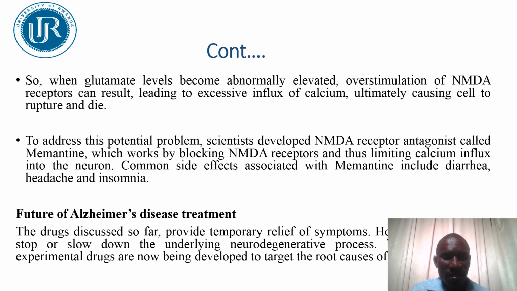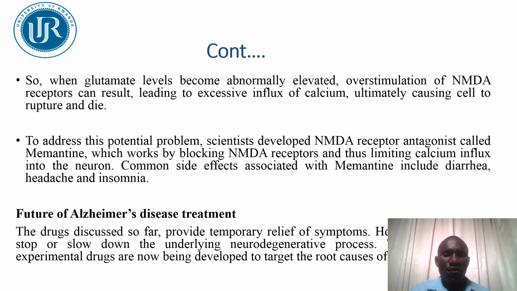To address this, scientists have developed an NMDA receptor antagonist known as memantine, which works by blocking NMDA receptors and thus limiting calcium inflow into the neuron. Common side effects of this drug, memantine, include diarrhea, headache, and even insomnia. Of course, this is expected because of the serious activity of glutamate on the receptor leading to overexcitation, which leads to insomnia, or what we call lack of sleep.